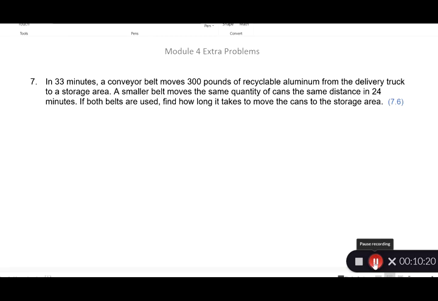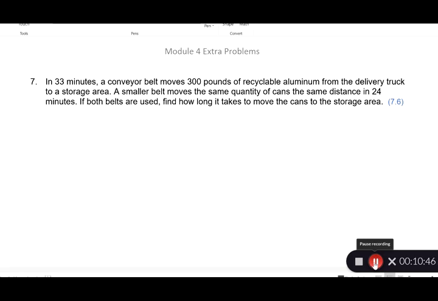7.6 is the word problems, where we're using some of these rational expressions in word problems. So the first one says, in 33 minutes, a conveyor belt moves 300 pounds of recyclable aluminum from the delivery truck to a storage area. A smaller belt moves the same quantity of cans the same distance in 24 minutes. If both belts are used, find how long it takes to move the cans to the storage area.